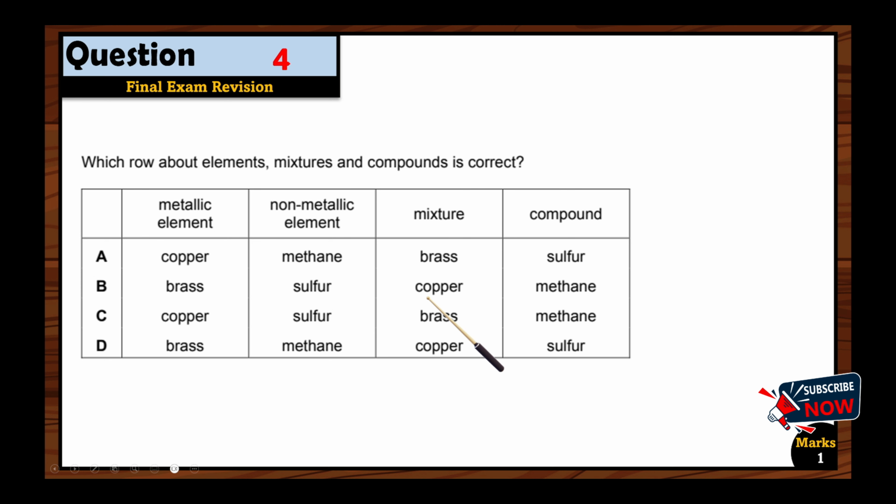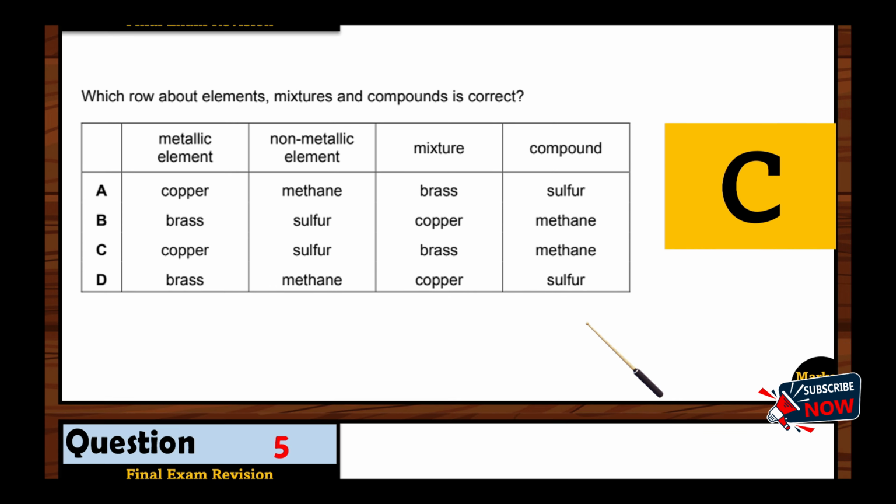Now let's come toward the mixtures. Brass is actually a mixture of two metals, right? So brass is the mixture. Copper is a pure element, so we cannot say that copper is a mixture. So option number C: copper, sulfur, brass, and then the compound. Of course, methane is made up of carbon and hydrogen, so it's a compound. So option number C is right.